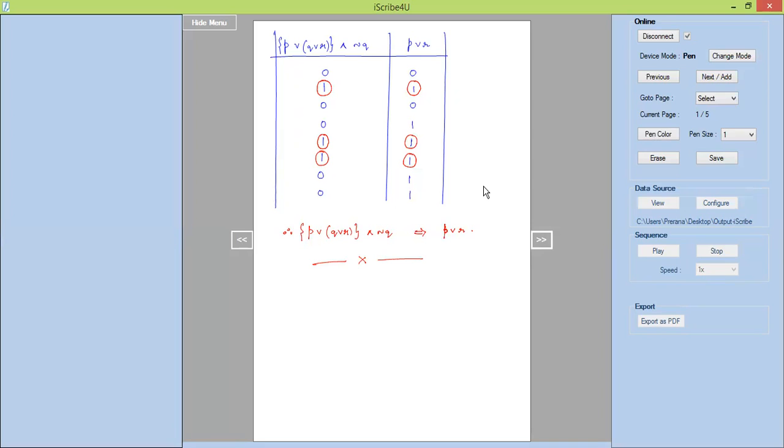Right. So that is all about problems based on logical implication. So in today's session, we saw problems on converse, inverse, contrapositive, logical implication, and as well as we saw problems on NAND and NOR connectives.